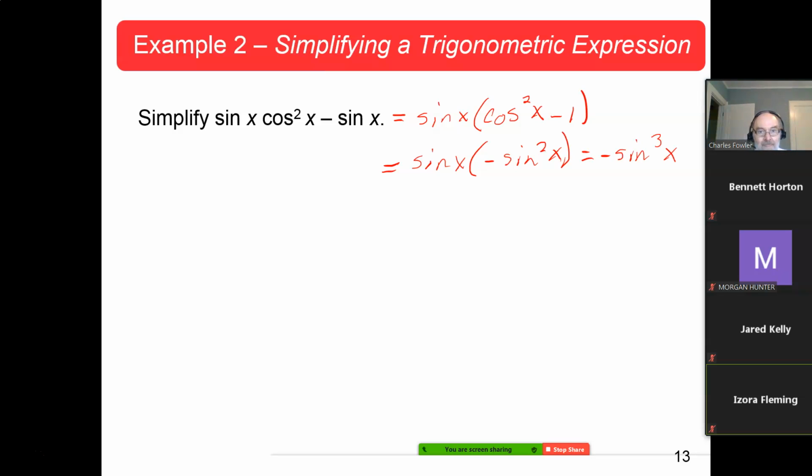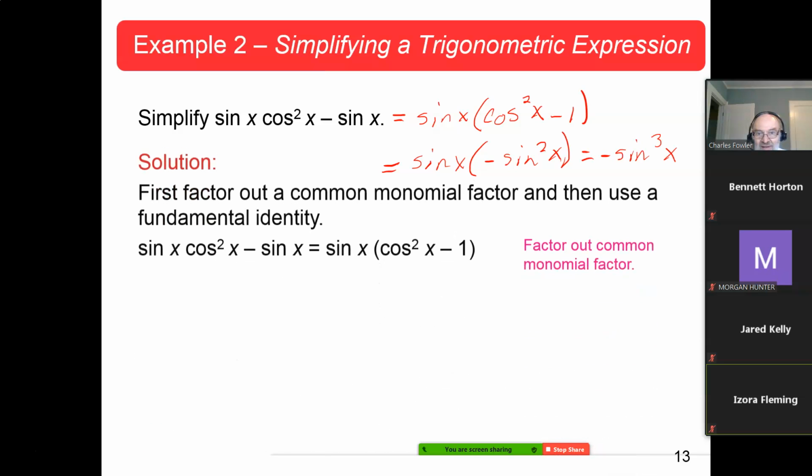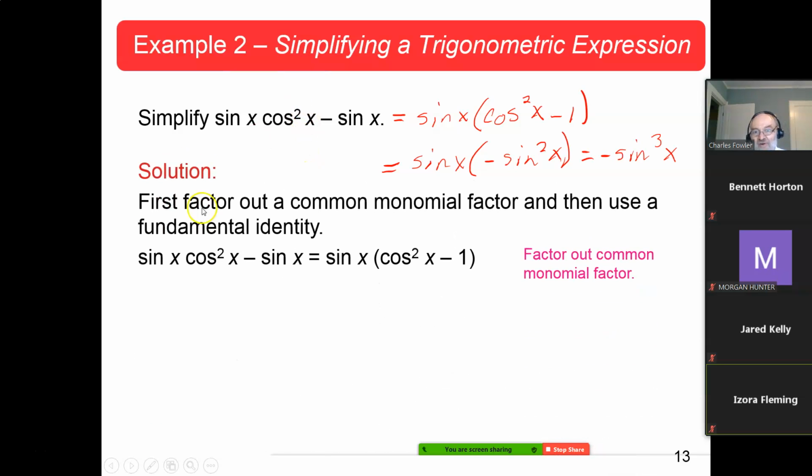Let me see if I can get by without erasing. Yes, I can. First, factor out the common monomial factor, sine x. Then use the fundamental identity, the Pythagorean identity. Factoring out the sine gives you cosine squared minus 1. That's not quite the Pythagorean identity, but close to it. It's the opposite of it.